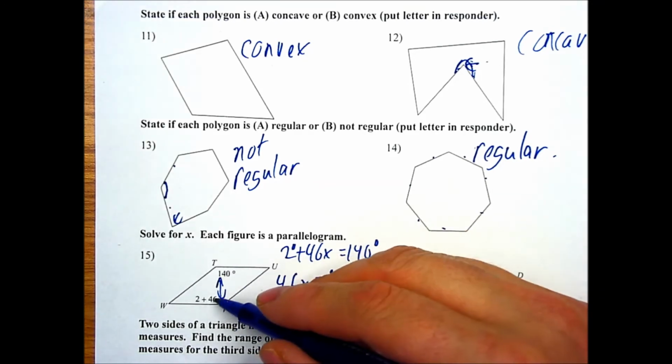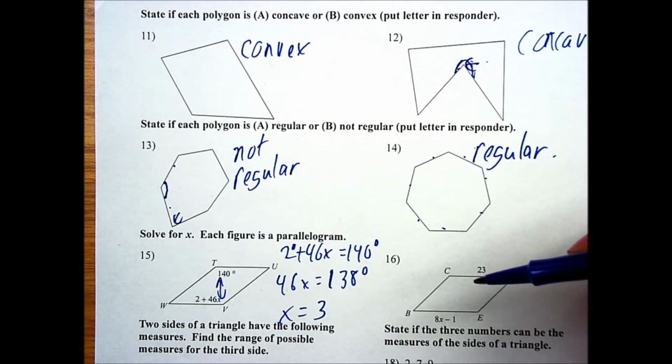And again, I can verify my work. 46 times 3, 120 plus 24, 140.